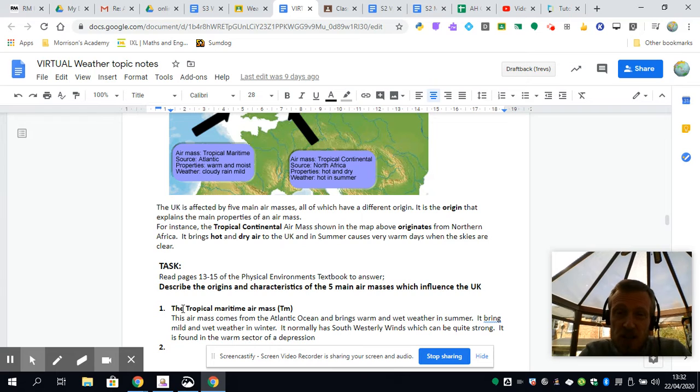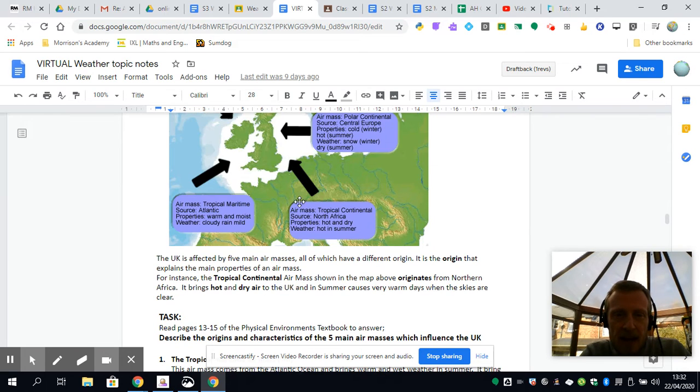So the origin is just where does it come from? Okay, so in the case of a tropical maritime, it's an air mass that comes from the Atlantic. That's its origin. If we have a look at the map here, we can see that this air mass, the tropical continental, its origin is North Africa. So that's where it originated. That's where the air came from.